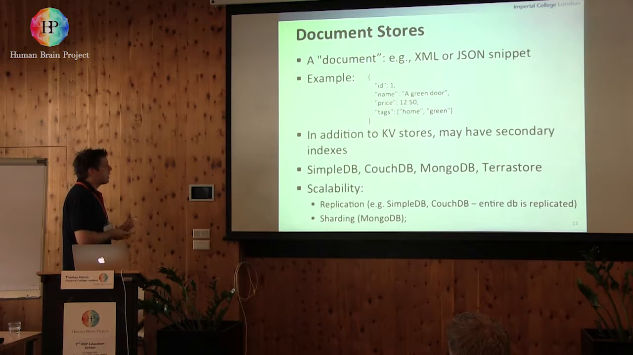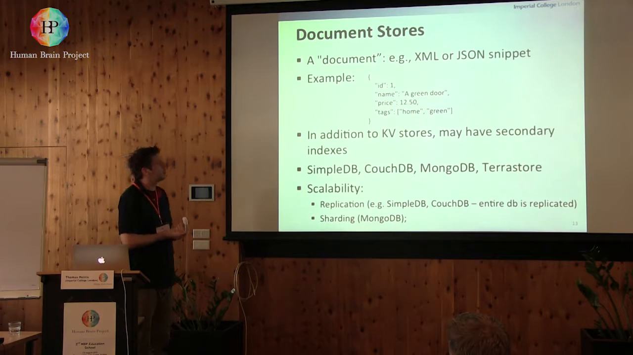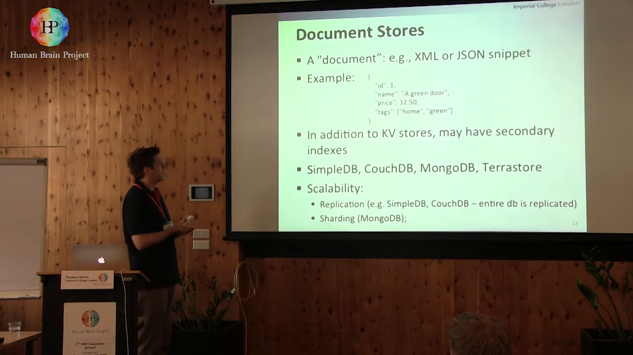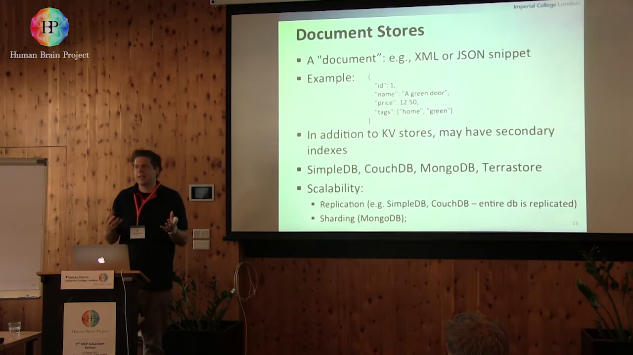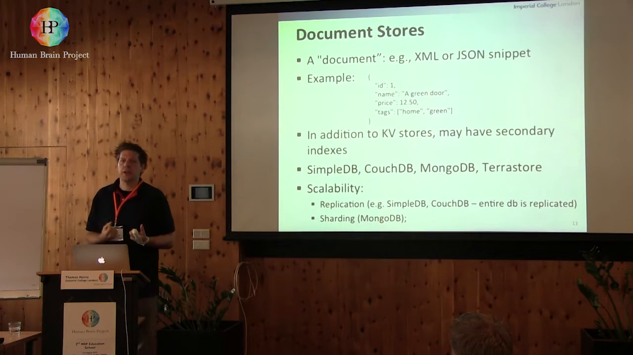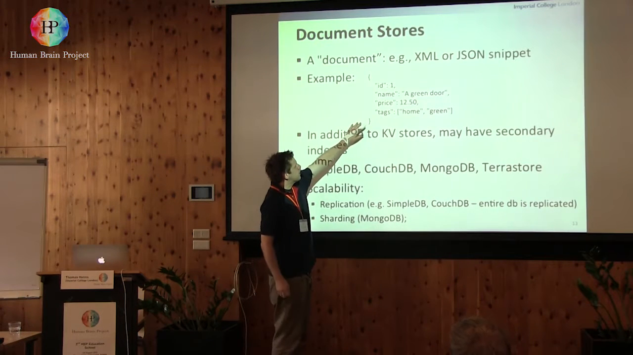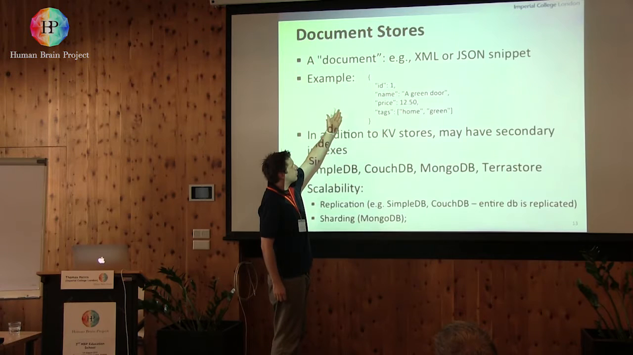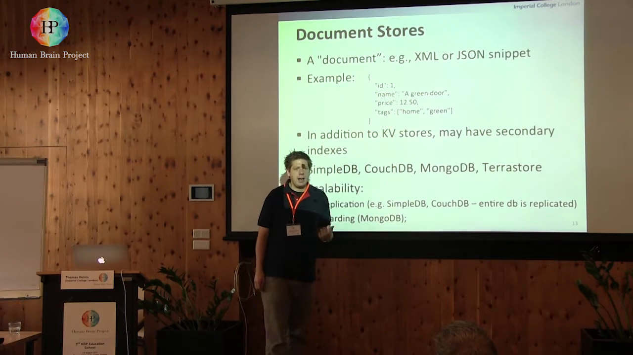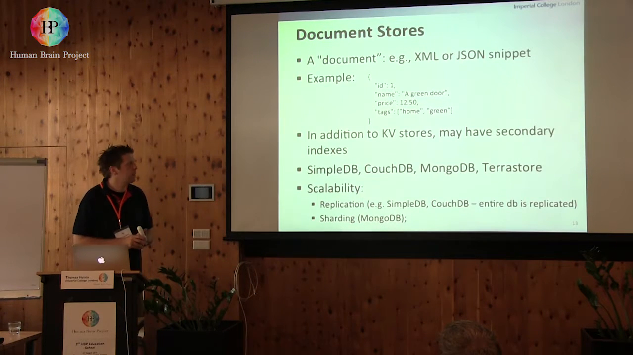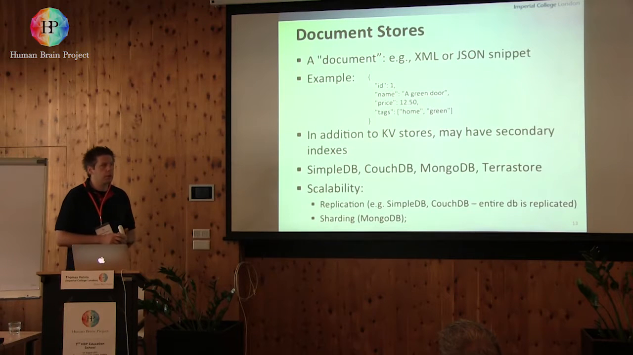Now, what is a JSON snippet or a piece of XML? I think most of you are familiar with XML. You see this basically semi-structured description of data, and JSON is quite simply a simpler version of XML. An example is given here. This is a JSON snippet where we have an ID of 1, a name with green door, a price of 12.50 and certain tags. So it's basically a bunch of key value pairs in a snippet.